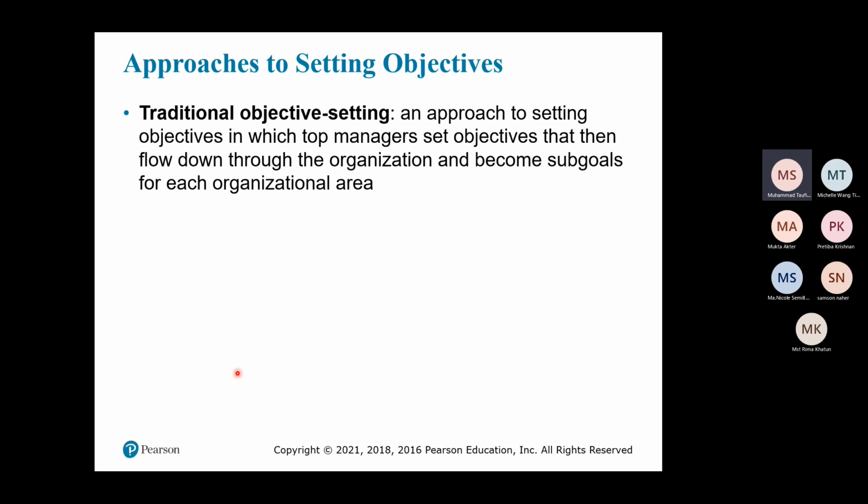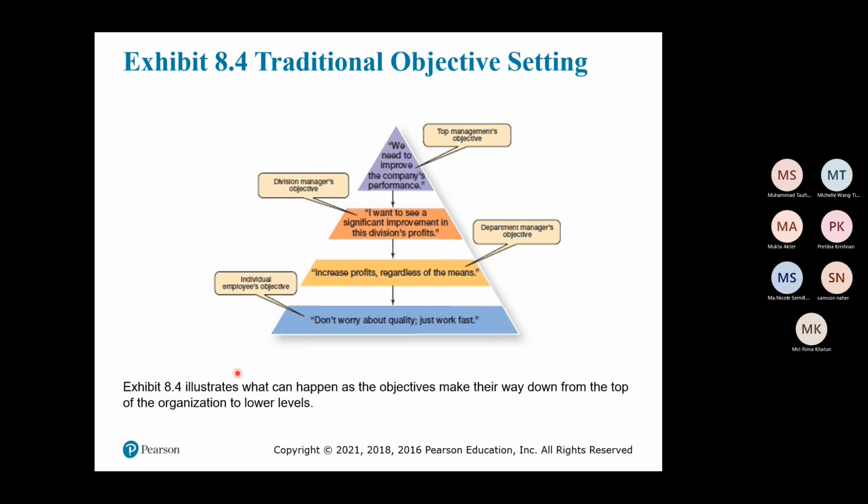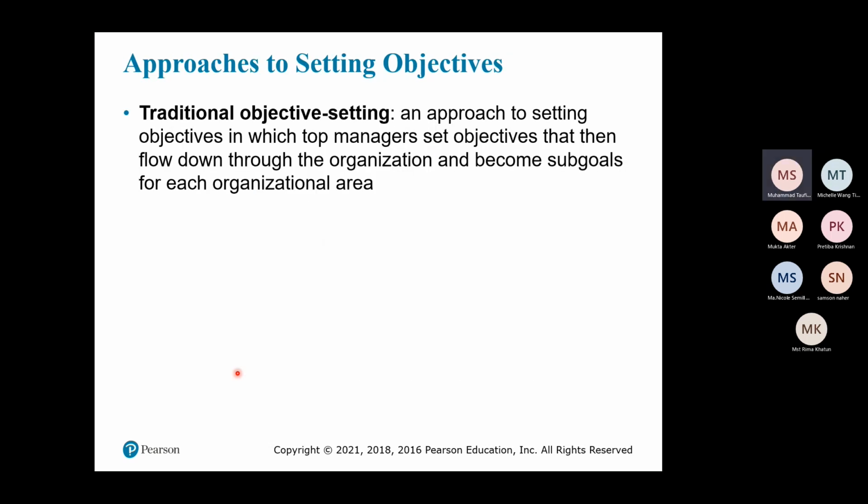So how do you set up your objective? We have one approach, one technique, which we call traditional objective setting. What is traditional objective setting? It is the approach to setting objectives in which top managers set objectives that then flow down through the organization and become sub-goals for each organizational area.